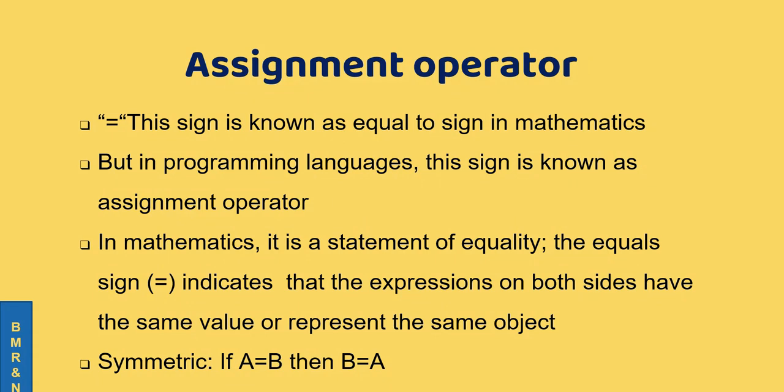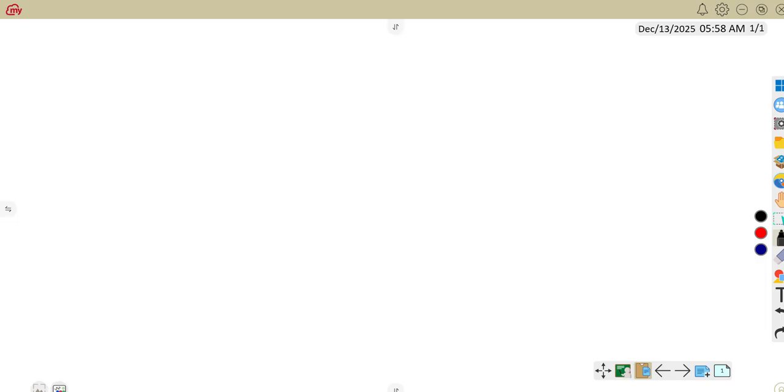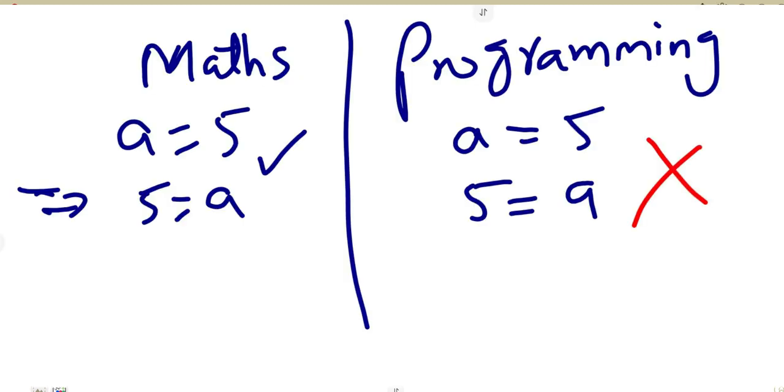But in case of programming, this is not true. Why? Because the purpose of this sign in all programming languages is different. This we will discuss now. For example, in mathematics, if we are writing A is equal to 5, it implies that 5 is equal to A. This is true in mathematics.